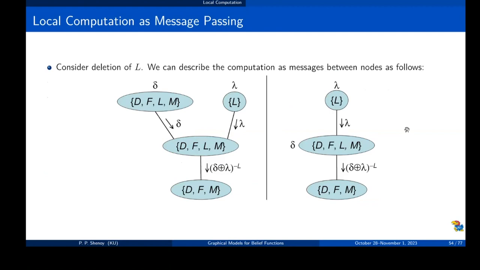So basically, one way to do this computation is to explain that L has lambda on it. This has delta associated with it. And then this sends a message here. So I'm describing this as message passing. L sends a message to this node, and this combines what it has and what it gets, and then sends it to this node. Okay, so this is the union of these two minus L. So I can describe this computation as this message passing.